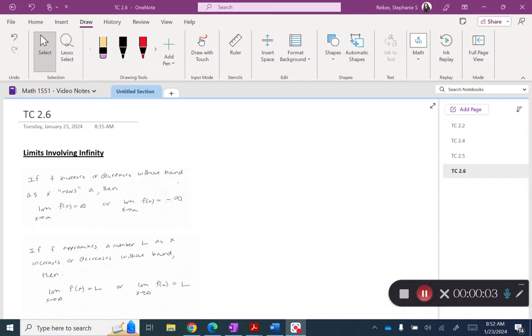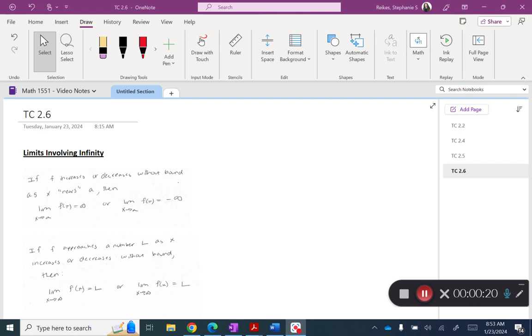In this video, we will look at limits involving infinity. If f increases or decreases without bounds as x nears a, then we have the limit as x approaches a of f of x equals infinity or negative infinity.